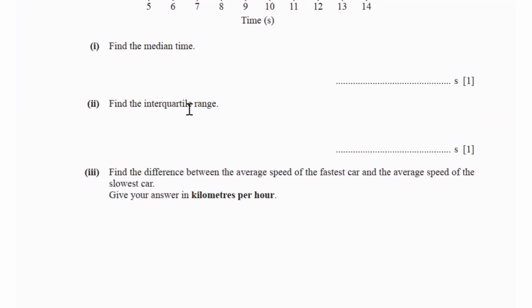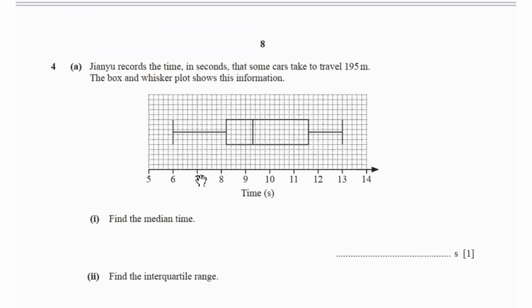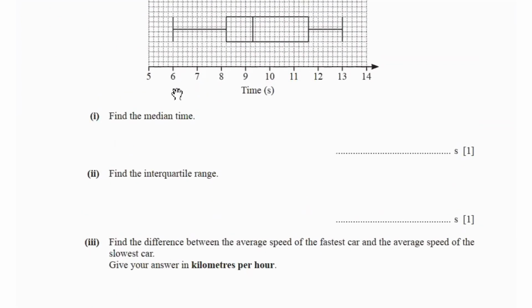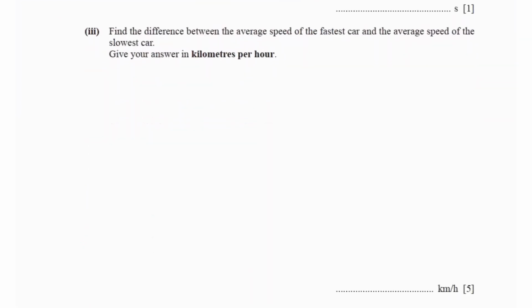Find the difference between the average speed of the fastest car and the average speed of the slowest car, giving the answer in kilometers per hour. So the cars are traveling a distance of 195 meters, and the slowest car takes 6 seconds and the fastest 13 seconds.